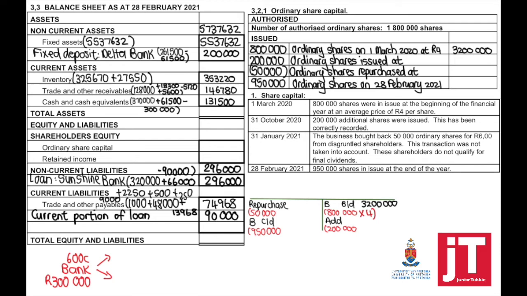We paid in total R6.60 to repurchase 50,000 shares. This transaction was not taken into account. This means cash and cash equivalents, we need to say minus the total repurchase price of the shares. The additional shares were correctly recorded.